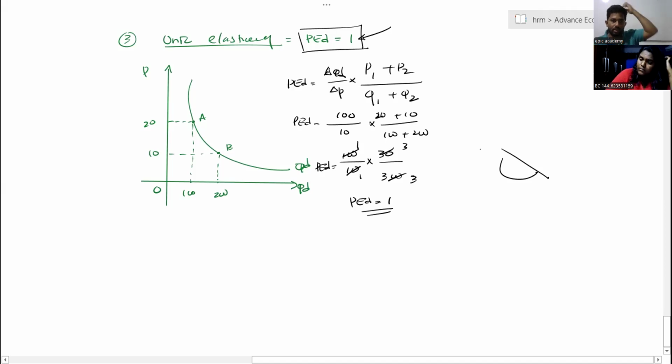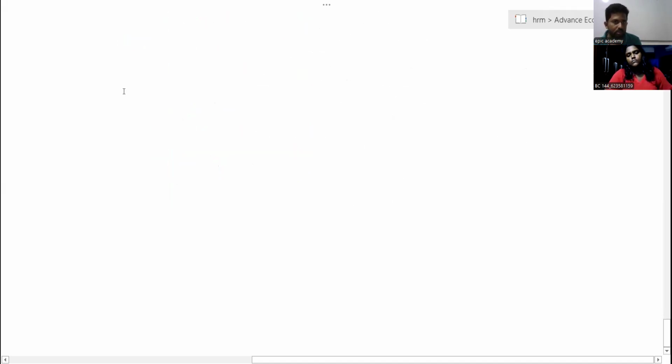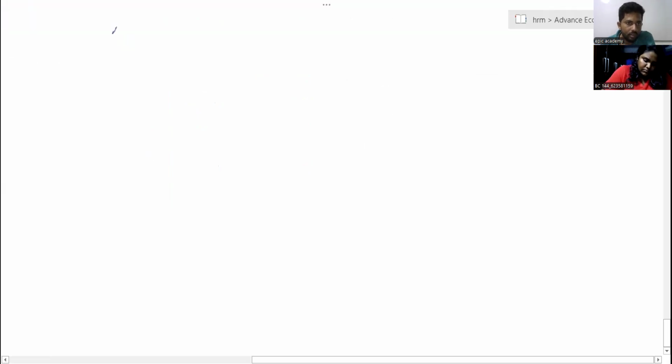Okay. So now, this is the point where you can identify the unitary elastic. Are you okay with that one? Yes. Right. Now let's move to the fourth one. The elastic situation, where PED is greater than 1.